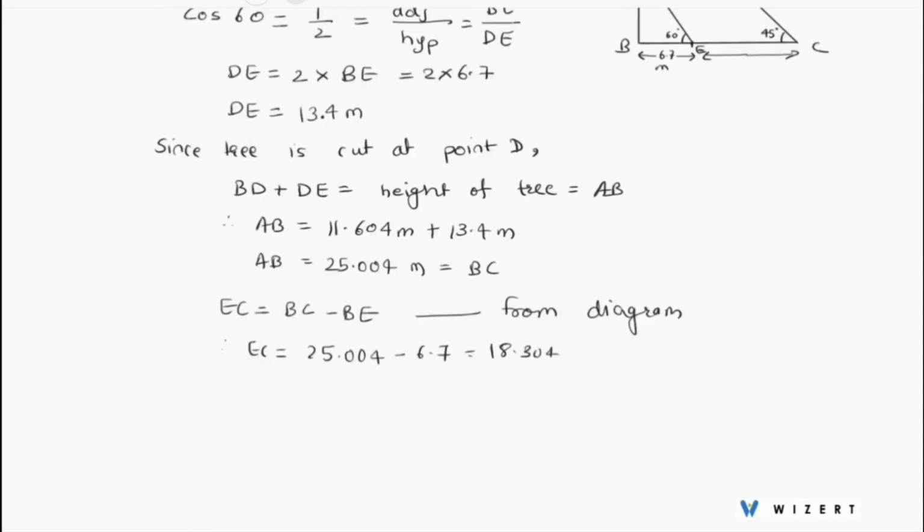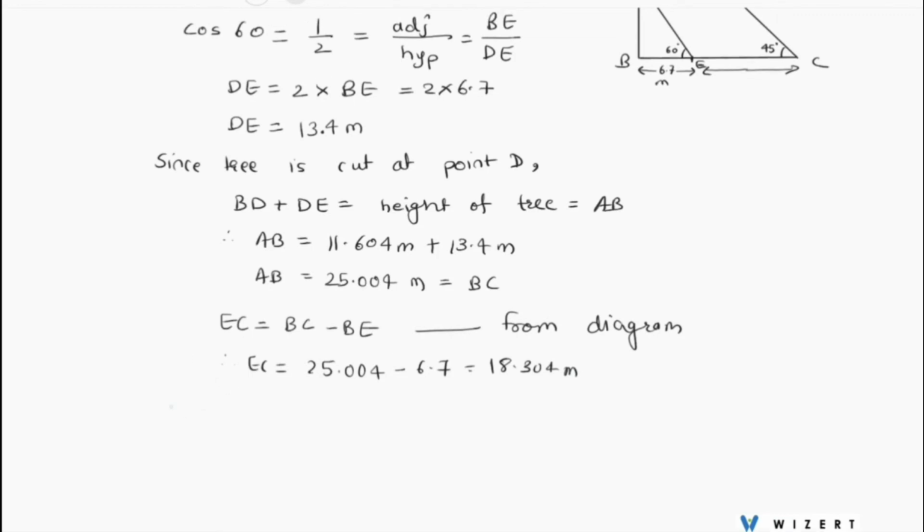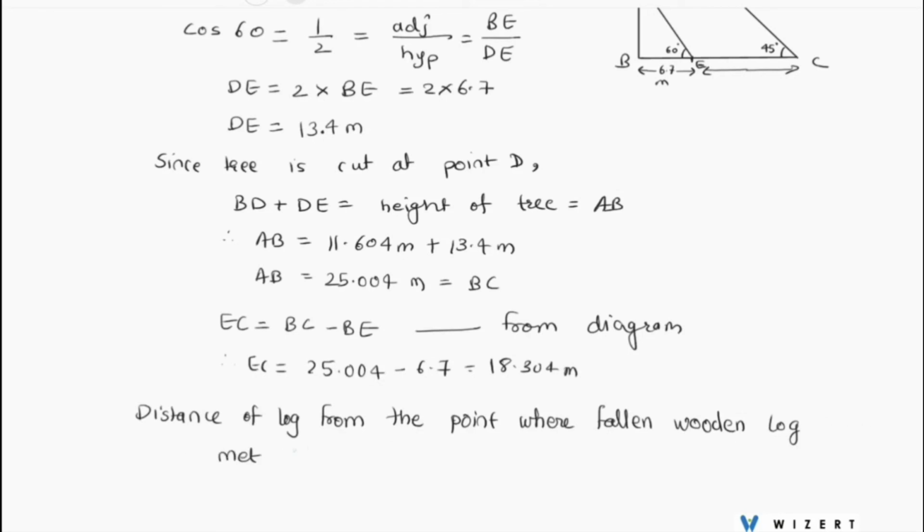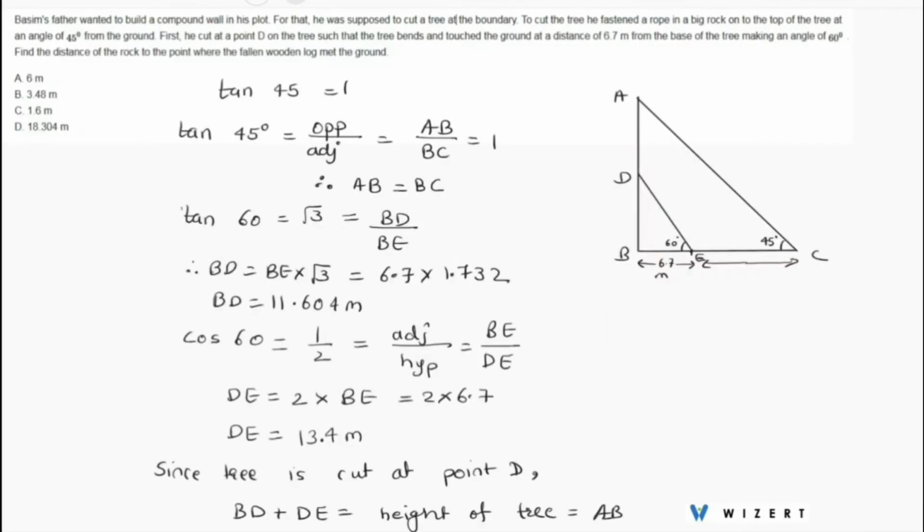So from the diagram we know the distance of the log from the point where the fallen wooden log met the ground is equal to EC, which is equal to 18.304 meters. So let's look up the options. Yes, the answer is option D.